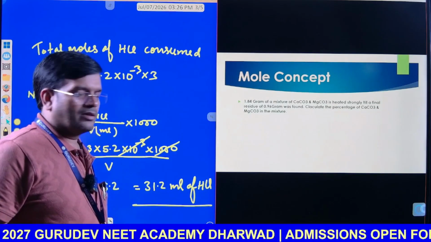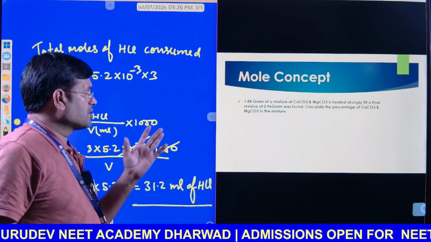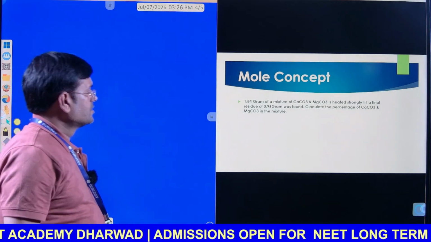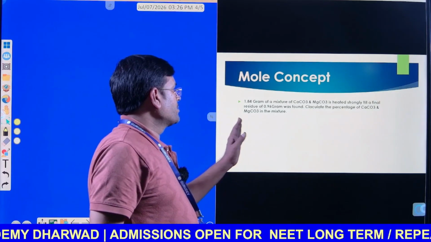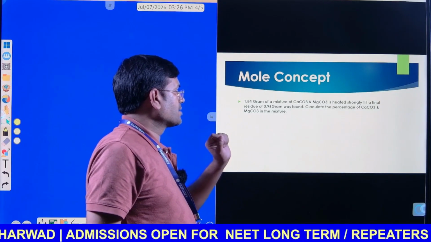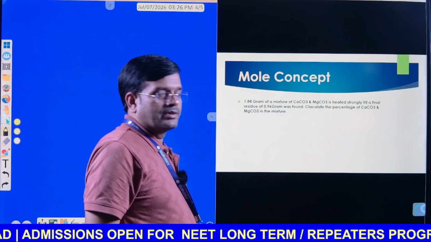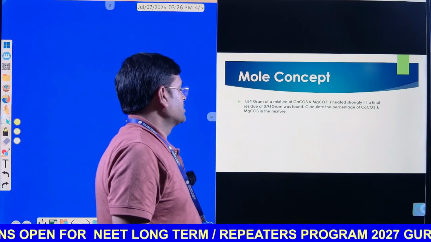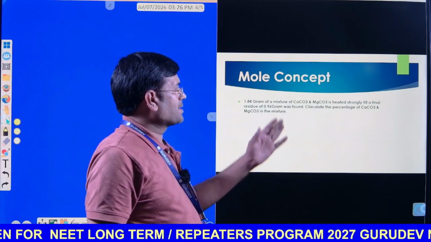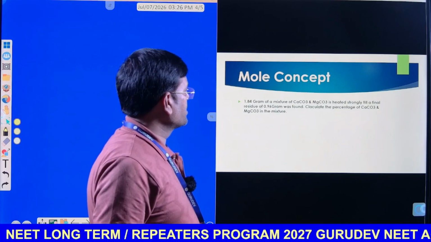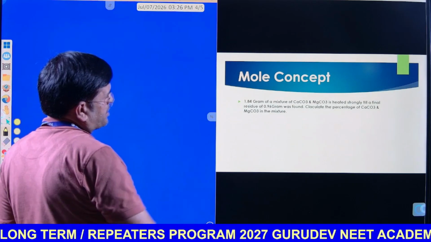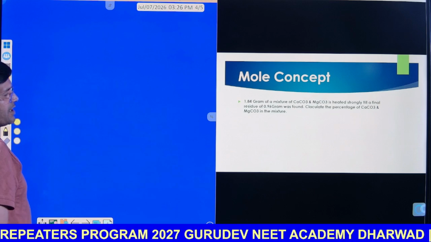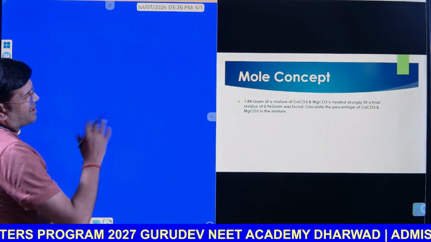Okay everyone, now we have another question based on the mole concept. Just see, 1.8 gram of a mixture of sodium carbonate and sodium bicarbonate is heated strongly till a final residue of 0.96 gram was obtained. Calculate the percentage of calcium carbonate and magnesium carbonate in the mixture. This is also a very important question for NEET purpose. So let us see how we can solve it. Again this is just like the previous one, but the concept is a little different.